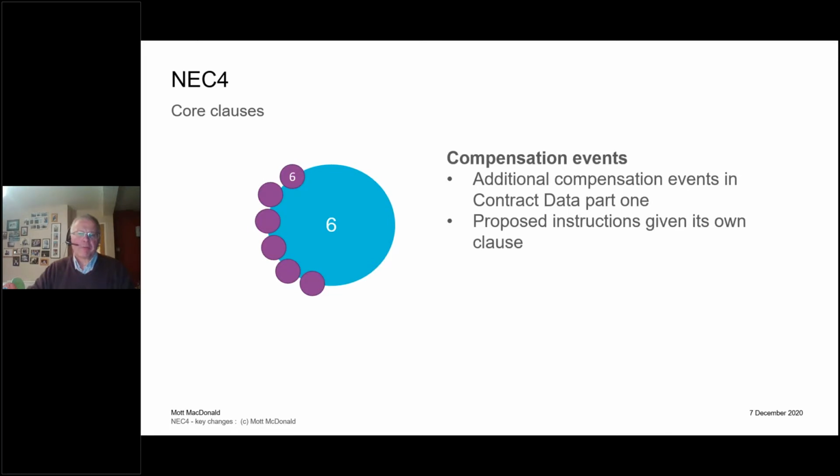The concept of a proposed instruction, it was already there in NEC3, but it's much neater in NEC4. It's given its whole new clause, clause 65, and it's better set out and clearer to understand. One thing which is a good one, I like to think, in NEC3, a client could ask for quotations for proposed instructions. The consultant or the contractor spends 3 weeks putting together a nice quotation for that proposed instruction. The client says, "Oh, thanks, mate, but no, I don't want it."